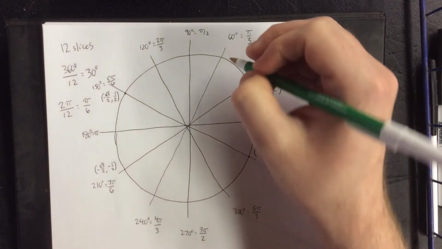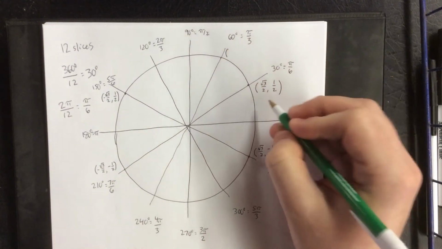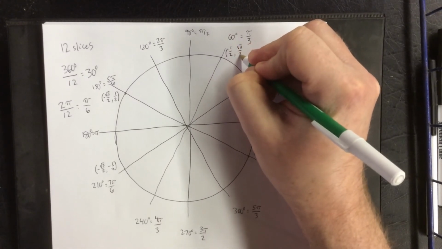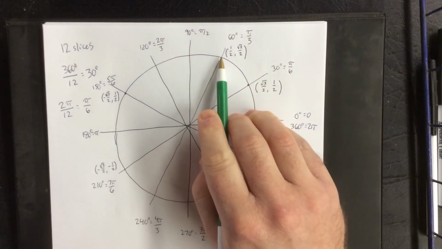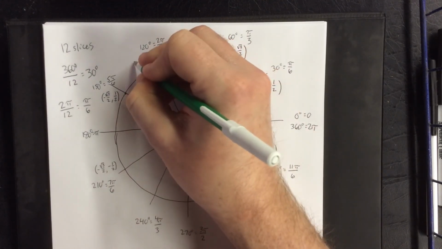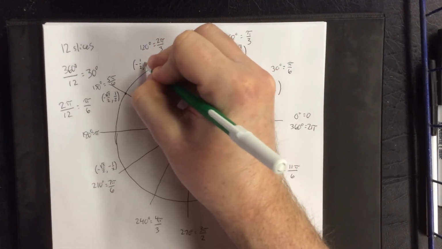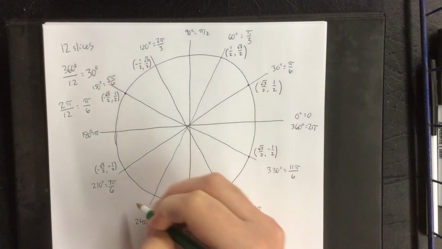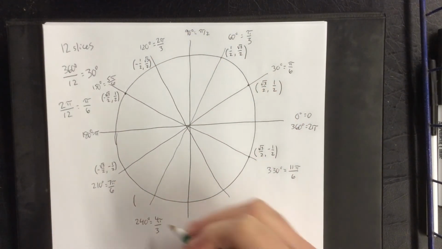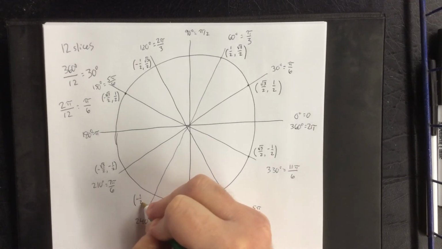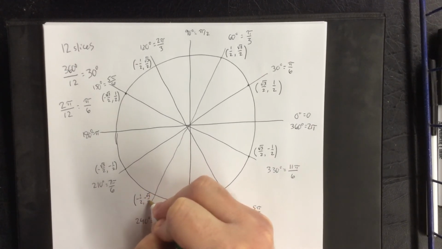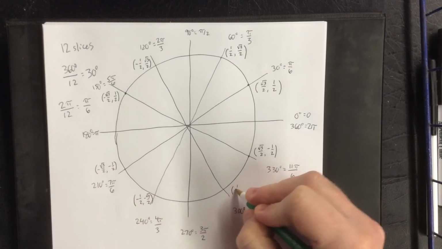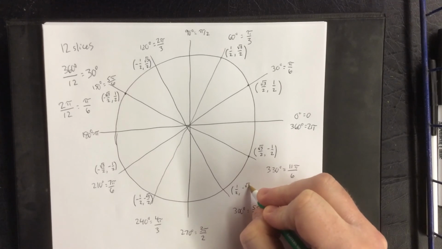Then for the 60-degree angle, this is going to swap the x-coordinate and the y-coordinate. This would be 1/2 and root 3 over 2. Follow that into quadrant 2, and we would be at negative 1/2, positive root 3 over 2. Following this down into quadrant 3, at 240 degrees, this would be negative 1/2 and negative root 3 over 2. Heading into quadrant 4, this would be positive 1/2 and negative root 3 over 2.